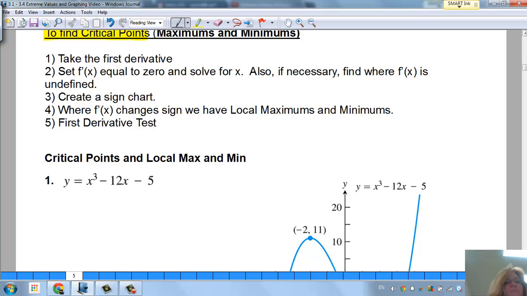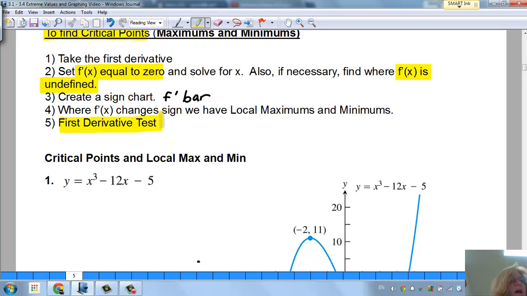Okay, so here are the steps. First, you take the first derivative of your function. Then you set f prime of x equal to 0 and solve for x. Also, if necessary, find where f prime of x is undefined. This won't happen especially much at first, but it will happen. Then you create a sign chart, which we call the f prime bar. Where f prime of x changes sign, we have local maxes and mins, and then we check it with the first derivative test.